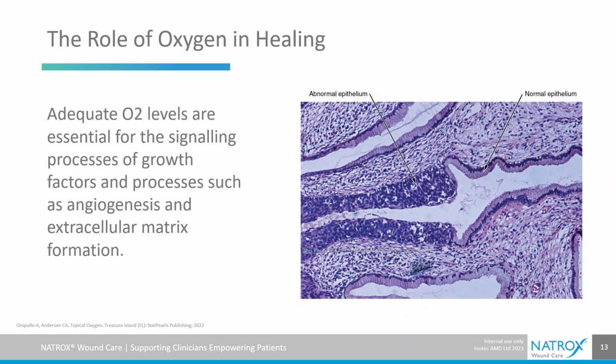As mentioned, adequate oxygen levels are essential for the signaling process of growth factors. This is apparent in the need for growth factor signaling to produce angiogenesis or new blood vessel formation and support repair and regeneration of the extracellular matrix.